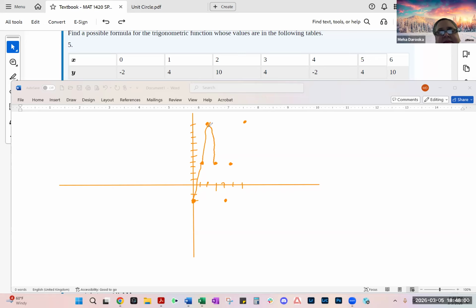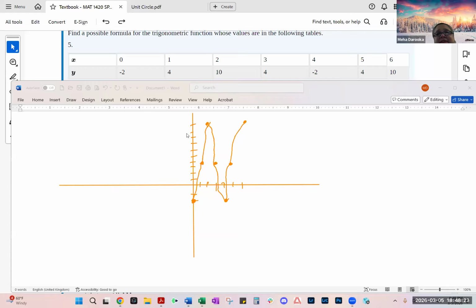Then we come back down to 2. We're going down to, sorry, not 2. From 10, we went down to 4 to -2, coming up back to 4, back to 10. Really bad graph. I apologize for my bad drawing over here, guys, but you kind of get the idea.